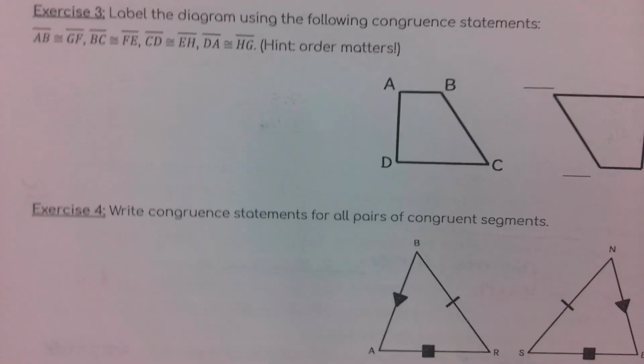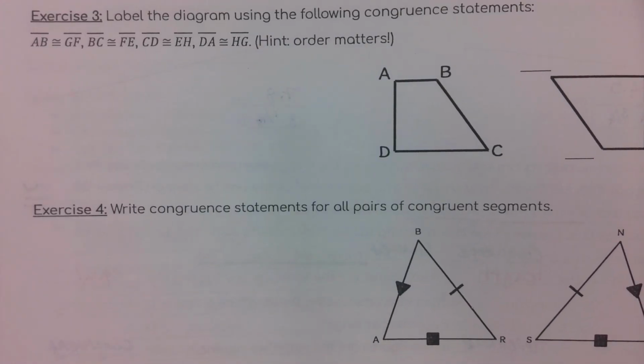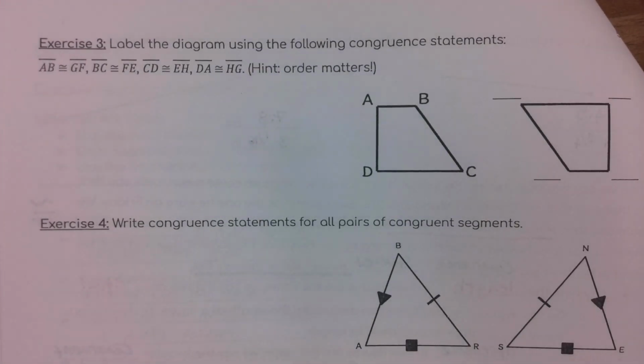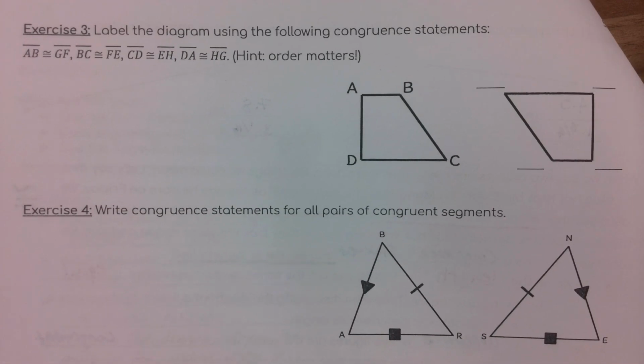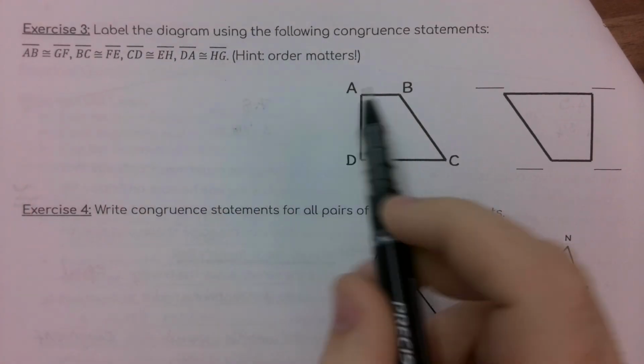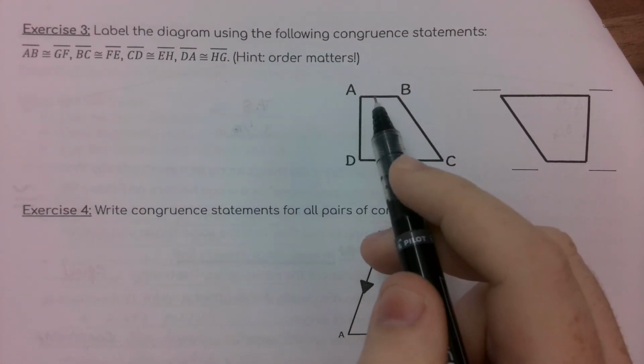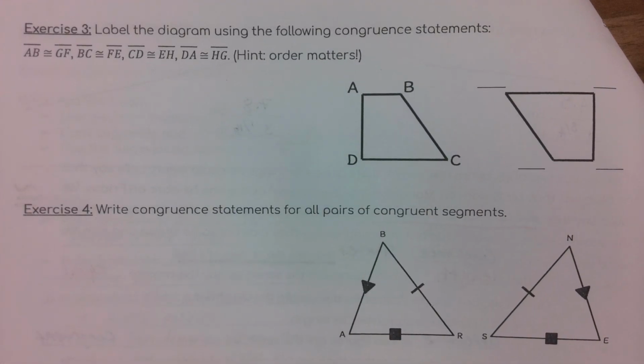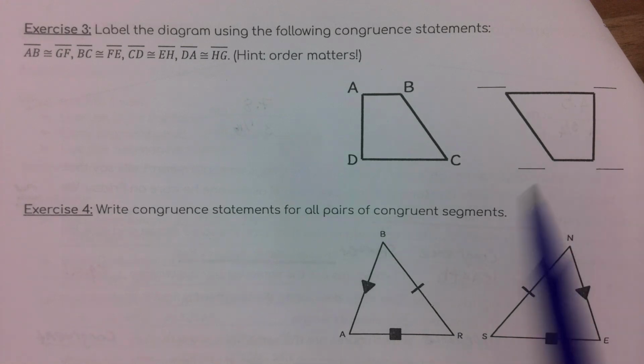Let's take a look at the next exercise, exercise 3 and exercise 4. It says to label the diagram using the following congruent statements. So we're told, for instance, that line segment AB, which is up here, is congruent to some line segment GF. And there's other line segments that are also told to be congruent. But we have a bunch of blank spaces where the letters are supposed to be on the second shape.